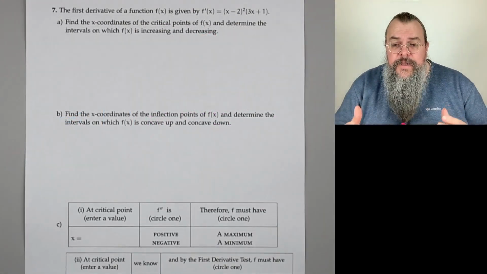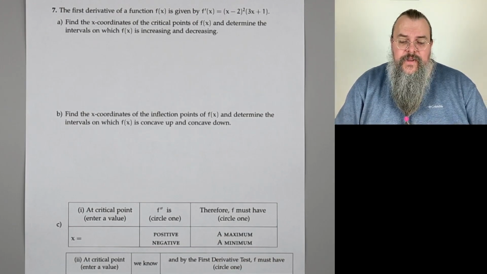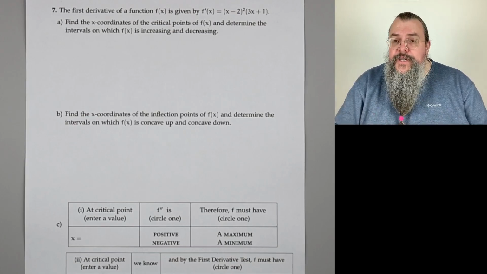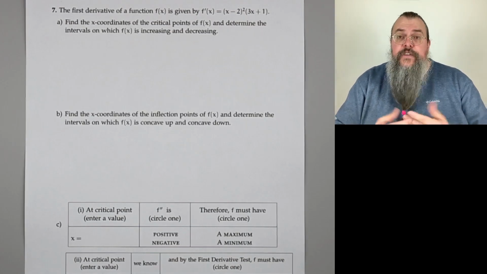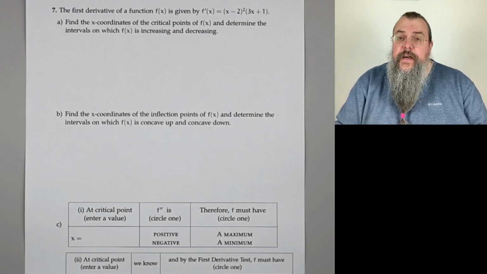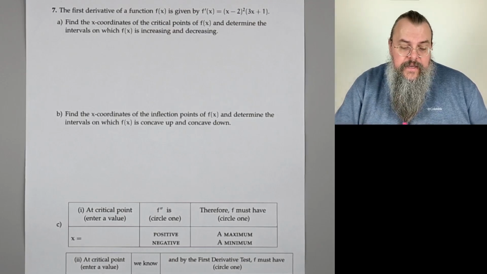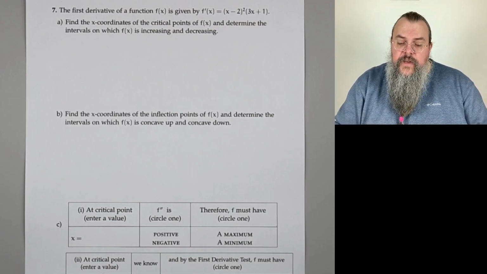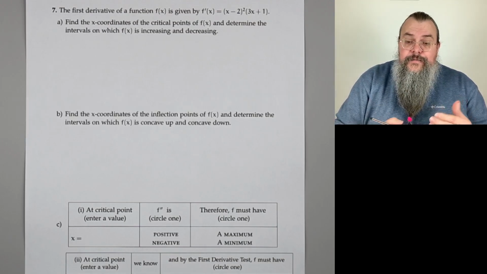Our final problem. Well, I guess all good things must come to an end sooner or later. So number 7. The first derivative of a function f of x is given by f prime of x equals (x minus 2) quantity squared times (3x plus 1). All right, so for part A, find the x-coordinates of the critical points of f of x and determine the intervals on which f of x is increasing and decreasing.